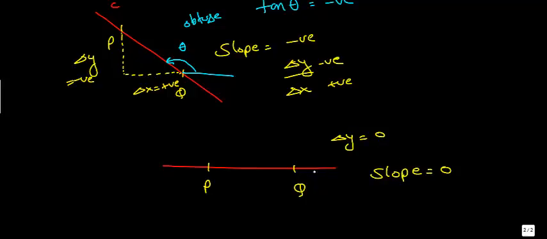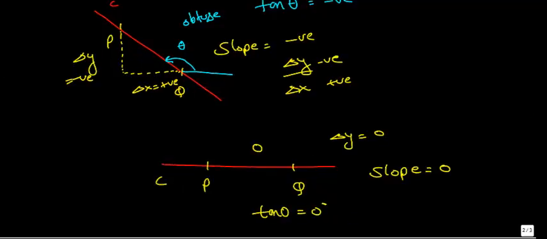Now look at the same problem from the point of view of angles. What is this line? Let's call it C, making an angle with the x-axis. Well, the angle is 0, right? And we know that tan of 0 is 0.